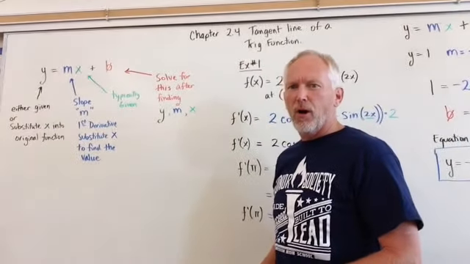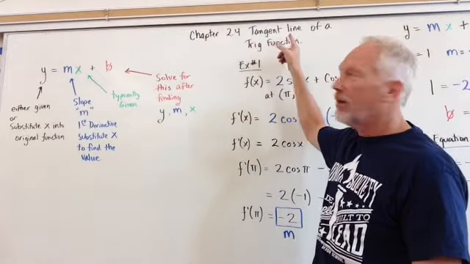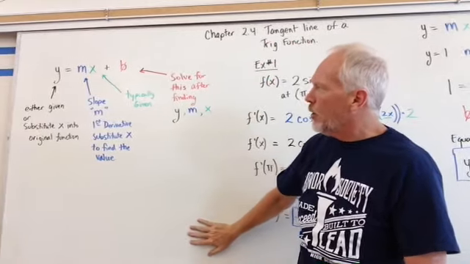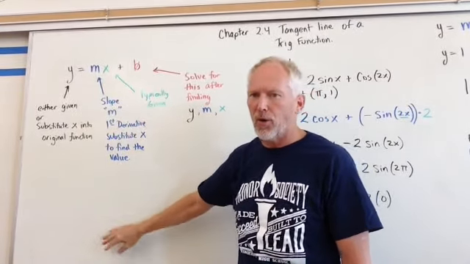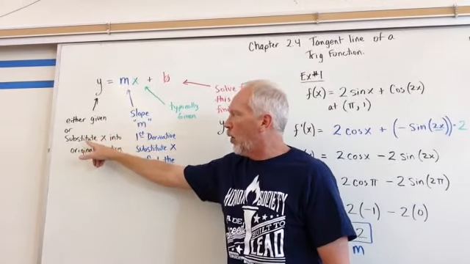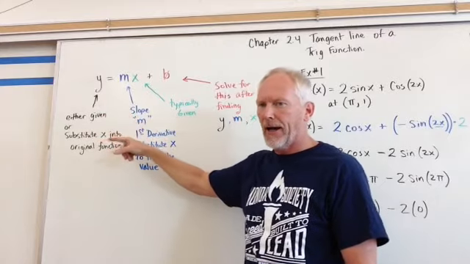All right, hi, we're going to do a quick video on chapter 2.4, tangent line of a trig function. All right, here we go. We've got y equals mx plus b. That's the goal. That's the format we're looking for. We're either given y or we have to substitute x into the original function. That's how we find y.